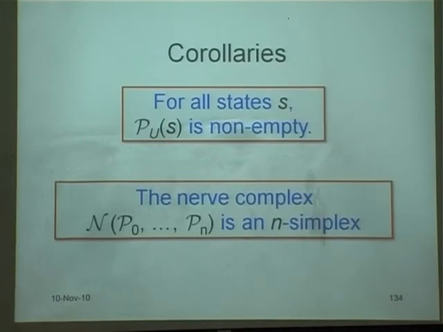Okay, so corollary: for all states S, P of U is non-empty because it represents the execution of a protocol either with fewer participants or from a later state. Because this is non-empty, it means the nerve complex is simply an n-simplex. So what is this? This is the intersection. This is actually a simplex of the nerve. Each piece of I is a vertex of the nerve. Each piece of U is the intersection of these reachable complexes, and it's a simplex of the nerve. So the nerve complex from any state has a nice simple structure. It's an n-simplex.